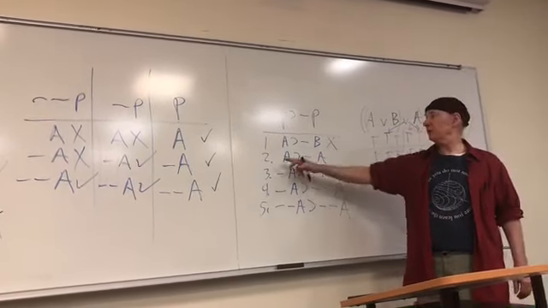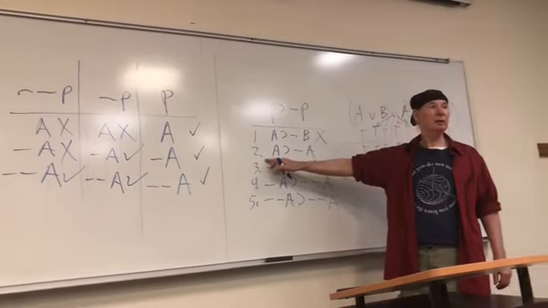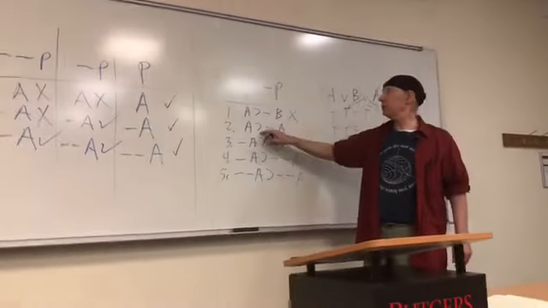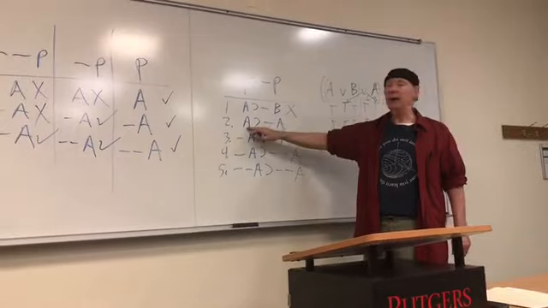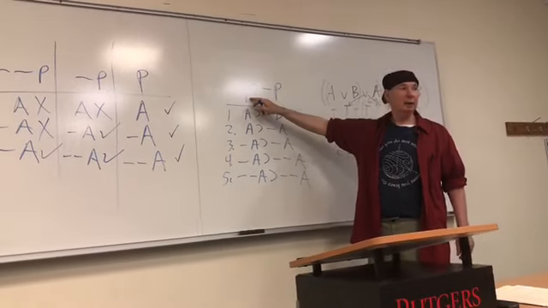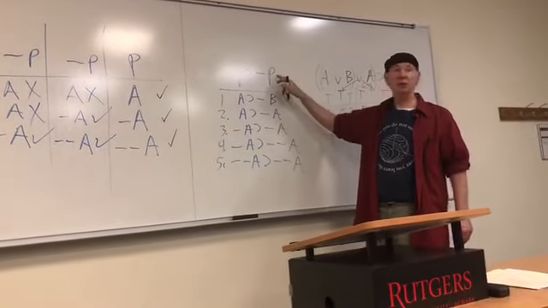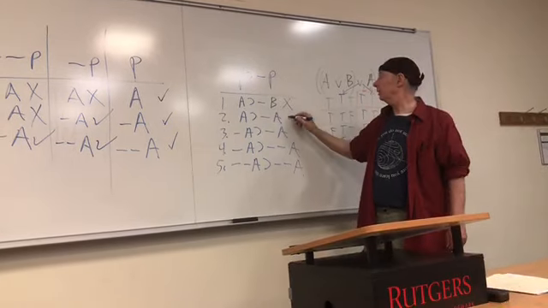Okay, let's move to sentence number 2. Horseshoe, horseshoe, squiggle, squiggle. A goes into P. A goes into the second occurrence of P. Good.